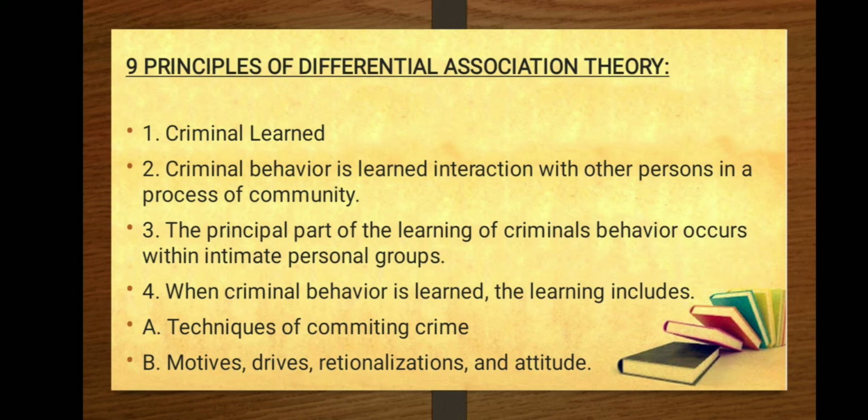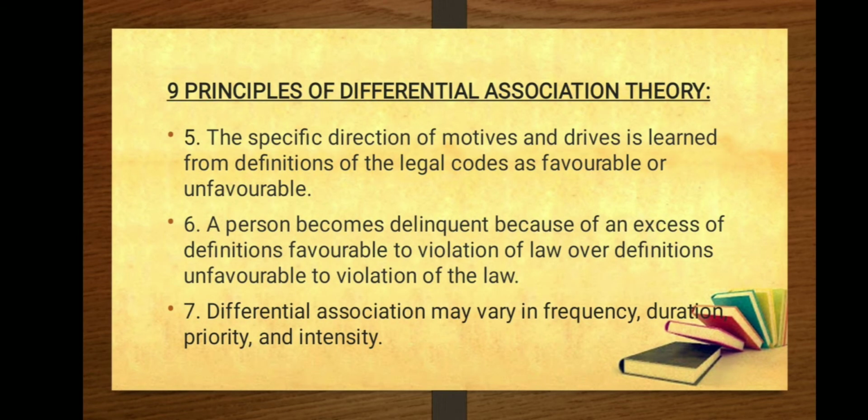Number three, the principal part of the learning of criminal behavior occurs within intimate personal groups. In the interaction, people have their most intimate social associations: family, friends, peers, and etc. Some of these have the greatest influence on the deviant attitude development of an individual. Number 4, when criminal behavior is learned, the learning includes techniques of committing crime and motives, drives, rationalizations, and attitudes.